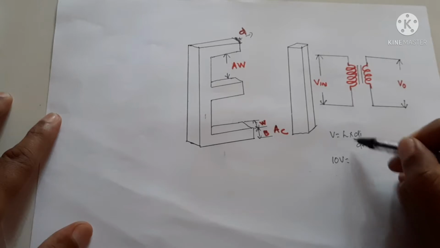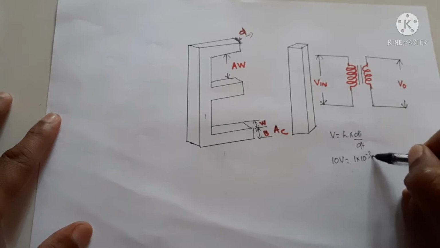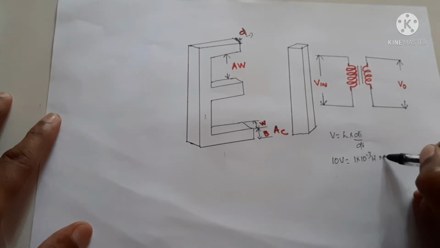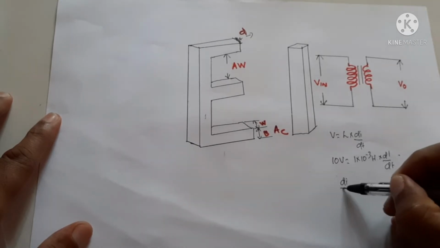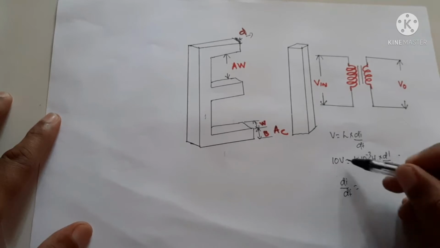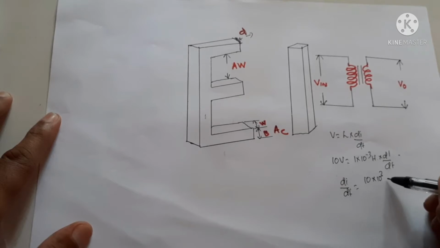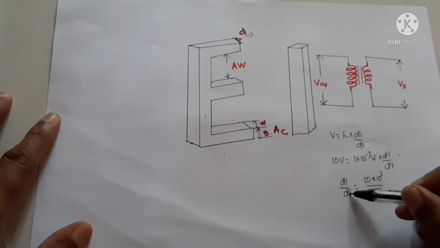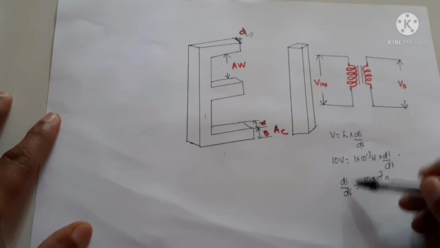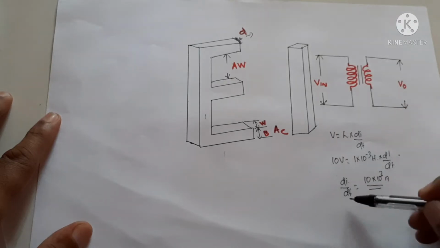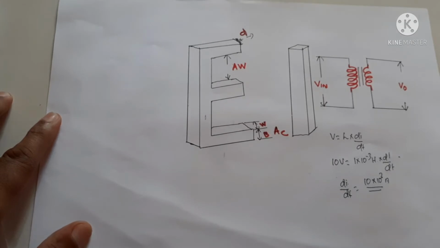If we consider the inductance as 1 millihenry, 1 into 10 raised to minus 3 henry, into di by dt, the di by dt will be given by 10 divided by 1 millihenry, which is 10 into 10 raised to 3. In 1 second, the current will reach 10,000 ampere. If we allow the current to flow through this circuit, it will reach 10,000 ampere in 1 second. This is the rate of change of current.